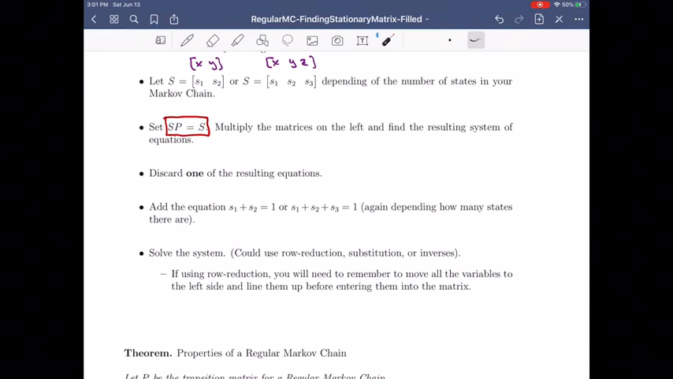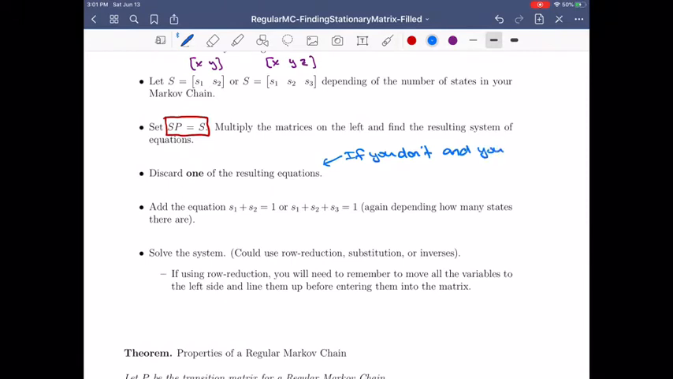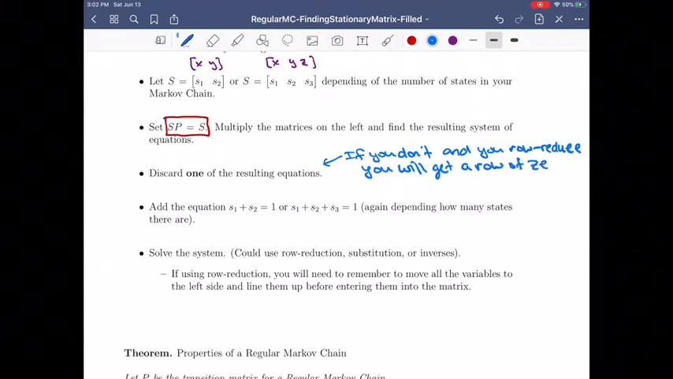Okay, so if you don't and you row reduce, you will just get a row of zeros, which doesn't affect the solution, okay? So you don't have to throw it away, but it's better if you do, especially if you're going to use a different method to solve. If you're not going to row reduce, if you're going to use, say, substitution, it might confuse you because you're going to have more equations than you need. So it's good to throw one of these out. I would say do it. Pick your least favorite one and throw it away.